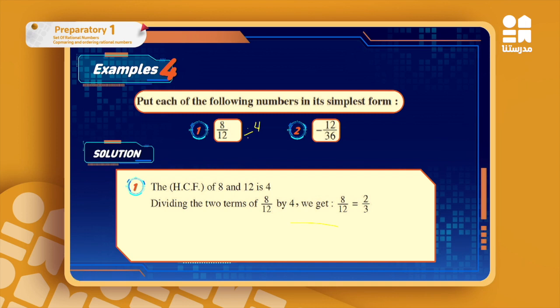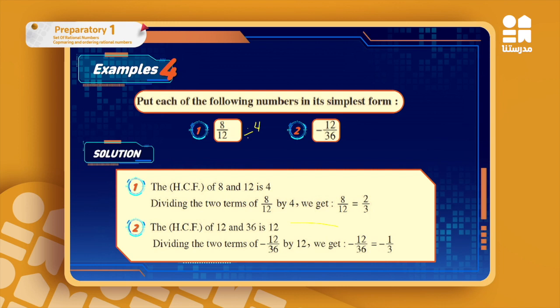The second one, negative 12 over 36. The same question: what is the common factor? What is the highest common factor of 12 and 36? I have to divide both of them by 12. When I divide 12 by itself, it equals 1. And 36 divided by 12 is 3. So the solution is negative 1 over 3.